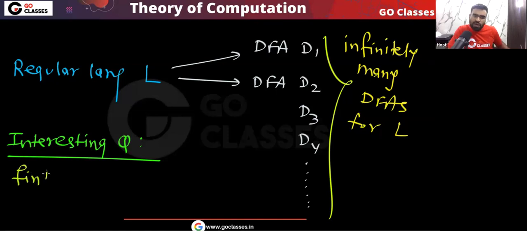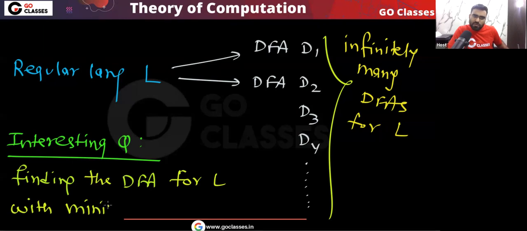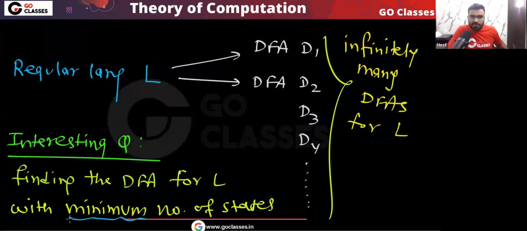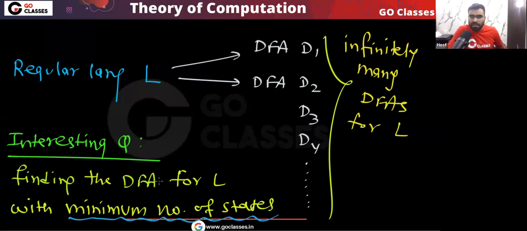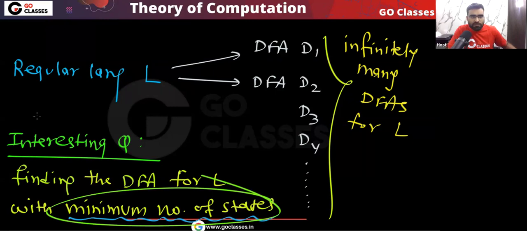So the task is finding the DFA for L with the minimum number of states. This DFA which has the minimum number of states, we will call it the minimum DFA, or you can call it the minimal DFA. And let me tell you, this will be unique, meaning there will be exactly one DFA which has the minimum number of states for this language L.